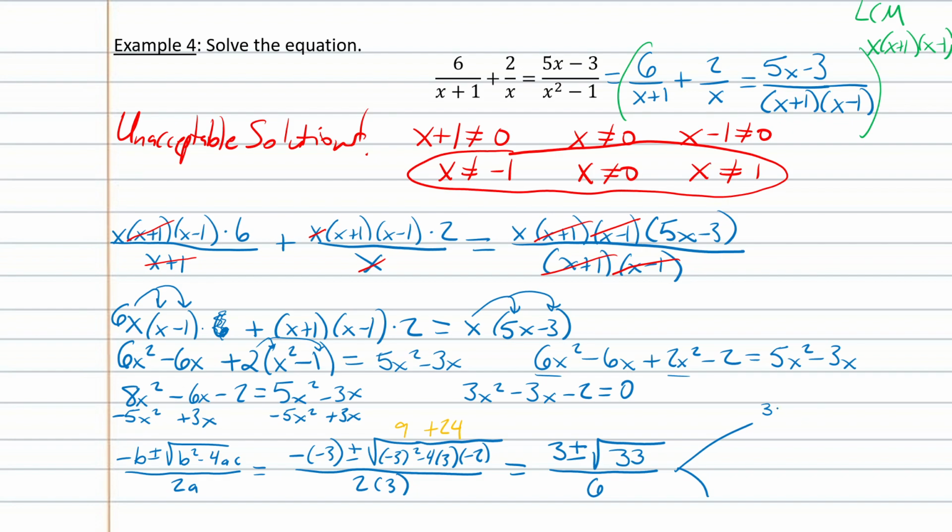Would be (3 plus the square root of 33) over 3. And the other solution would be (3 minus the square root of 33) over 3. Now, if we compare those to our unacceptable solutions, neither of those align with any of our unacceptable solutions. Therefore, they are our answers. I prefer to just write it like this, but if it makes you split it into 2, you can split it into 2 just like that.